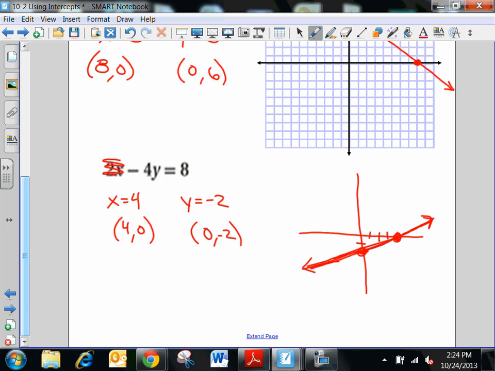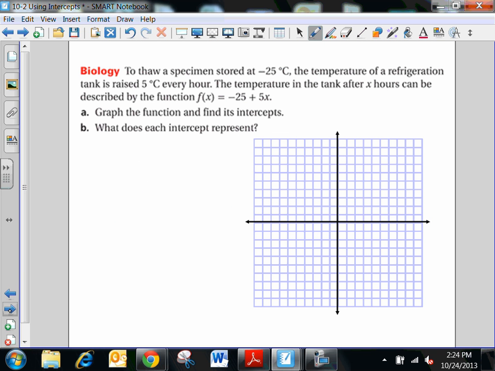All we're doing is plotting the intercepts. Okay? Third example here is just a word problem in a real-life context for x and y-intercepts. So we're given this function, f of x equals -25 plus 5x. And they've asked us to graph the function using its intercepts. Okay, so the very first thing I'm going to do is plug in 0 for y.